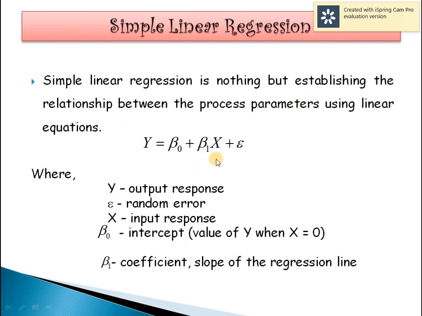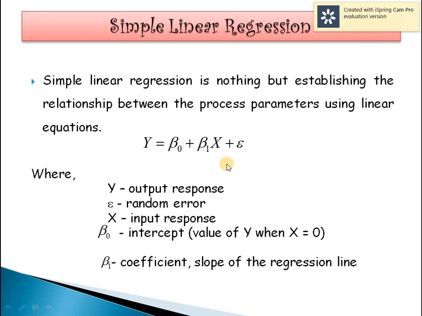Here in this case, x is our input process parameter and y is the output response. The case in which the output process parameter is affected by a single input process parameter can be established with the aid of the simple linear regression model.